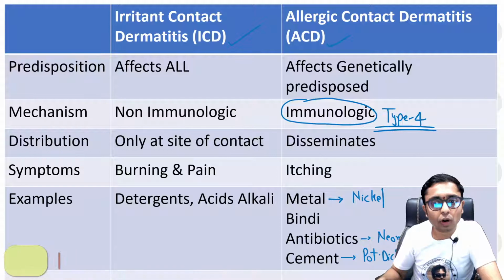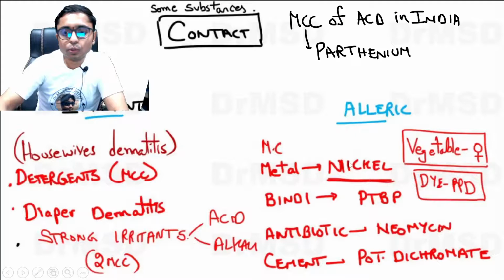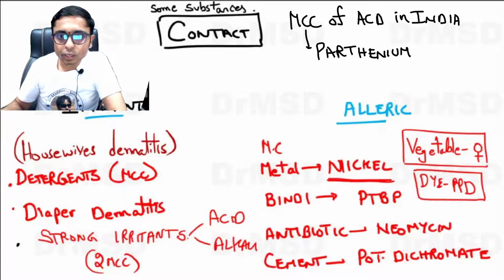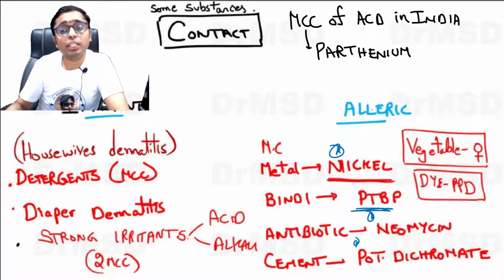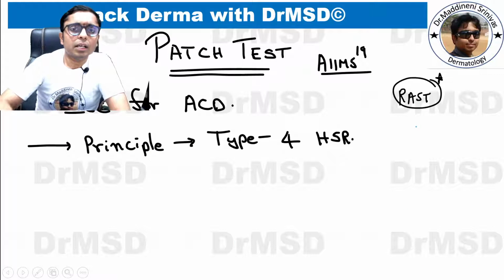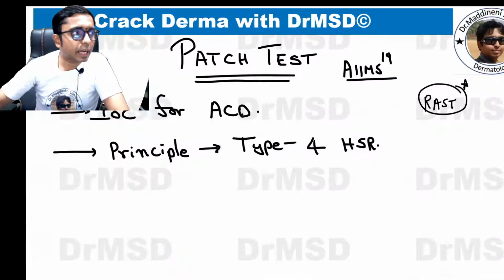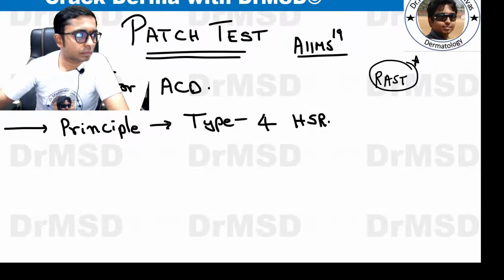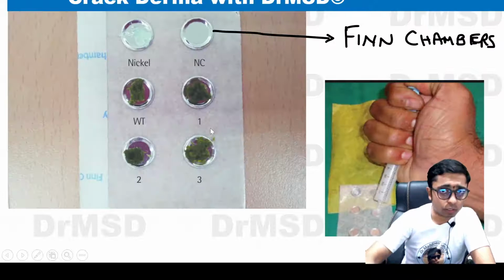I hope it is not obstructing. Okay, I am obstructing, so I will move on to the other side. So yes, potassium dichromate. Okay, so now let us see. Yes, as you can see here, nickel, neomycin, potassium dichromate, and of course in bindi it is paratertiary butylphenol. These are all the possible allergens. And in the hair dyes we have paraphenylenediamine. So yes, this patch test basically works on the principle of identifying the type 4 hypersensitivity reaction. There could be a possible question on this also, we'll see that.